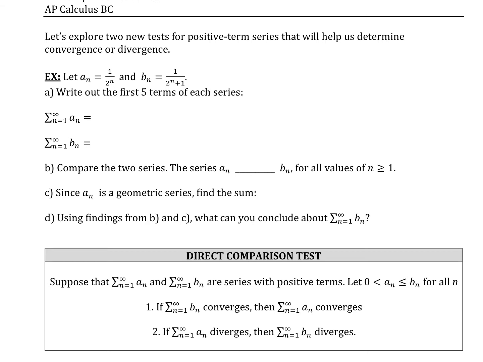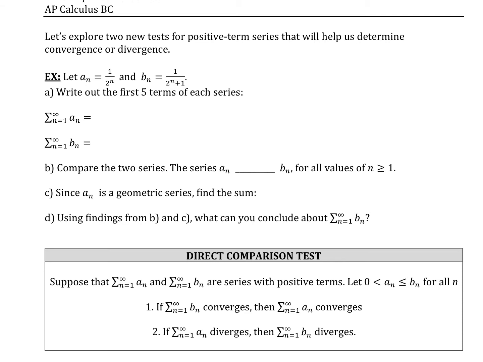Let's say we have a sub n, and that is equal to 1 over 2 to the n power. And then we have b sub n, which is equal to 1 over 2 to the n power plus 1. Let's write out the first 5 terms of each series.